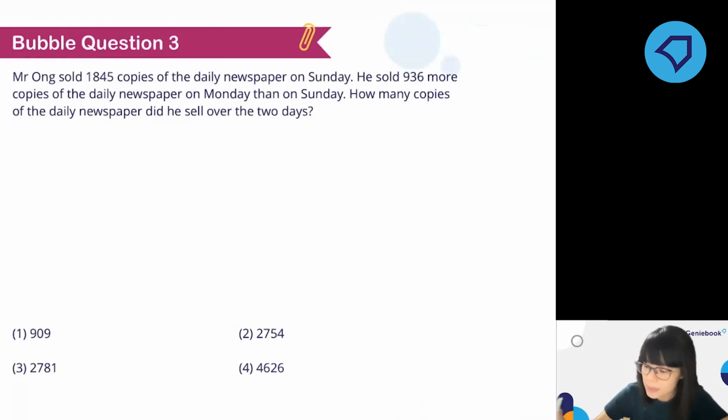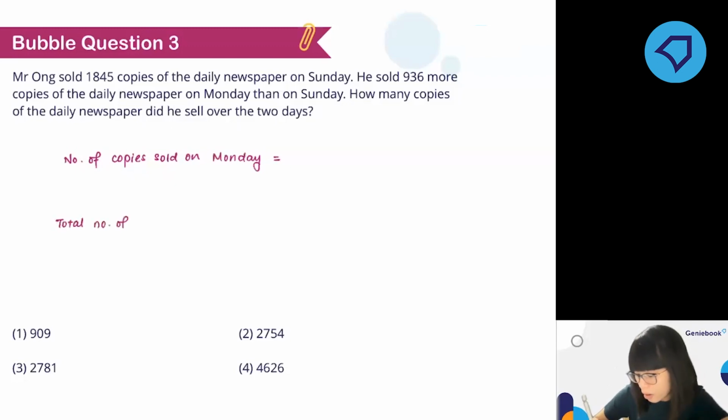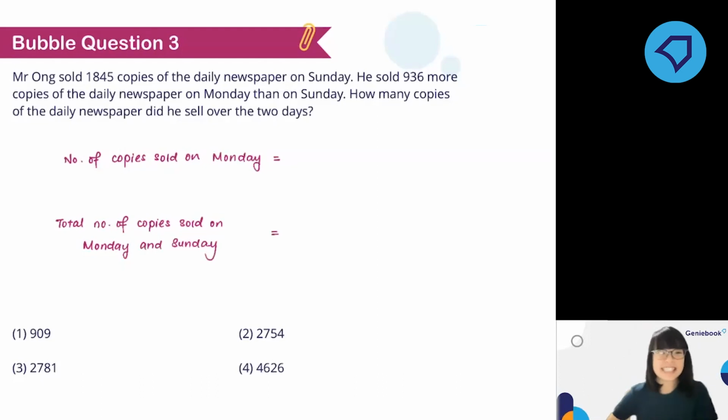Okay. So the first thing that we need to find is the number of copies sold on Monday. Okay. Then after that, we need to find the total number of copies sold on Monday and Sunday. Okay. You have about 30 more seconds.